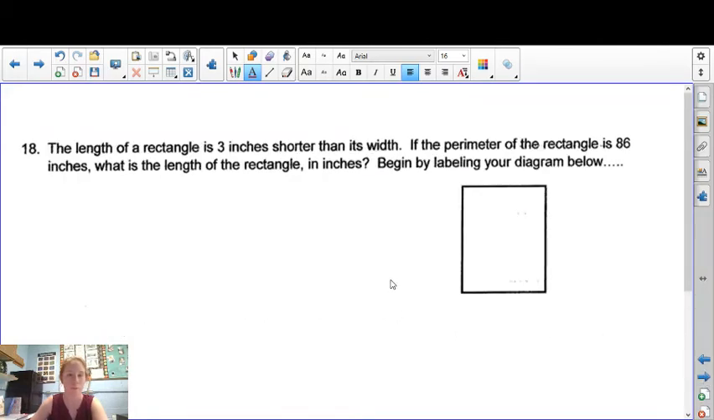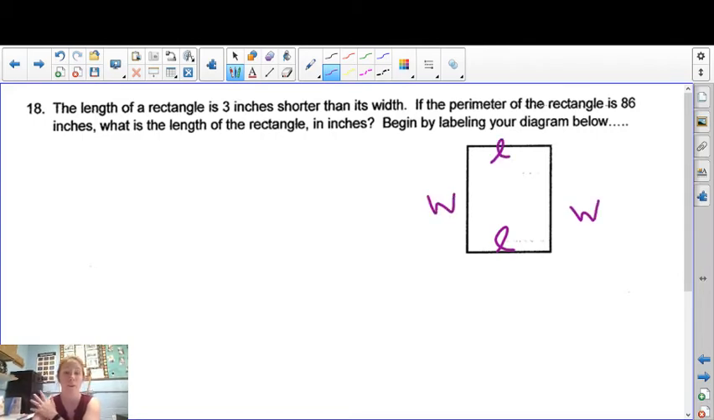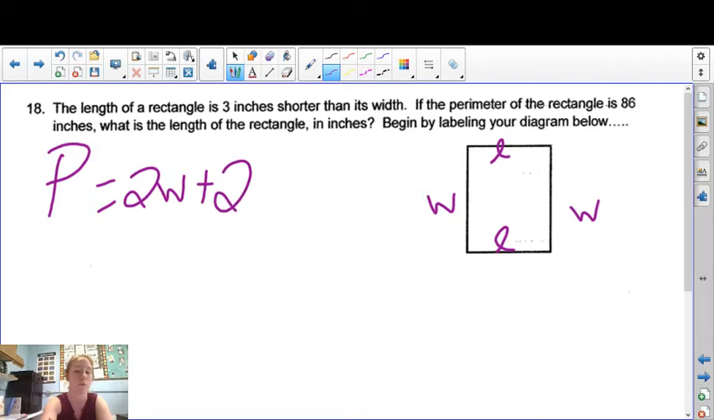Okay, number 18. We're going to find the length of a rectangle. The length of a rectangle is 3 inches shorter than its width. If the perimeter is 86 inches, what is the length of the rectangle in inches? Begin by labeling your diagram below. So when we talk about a rectangle, we have a length and a width, and another length and another width. That's a start. We know the perimeter, which is length plus length plus width plus width, or 2 width plus 2 length, is equal to 86 inches.